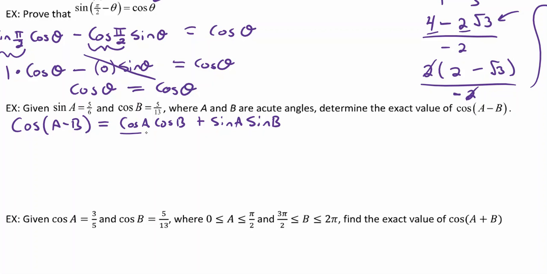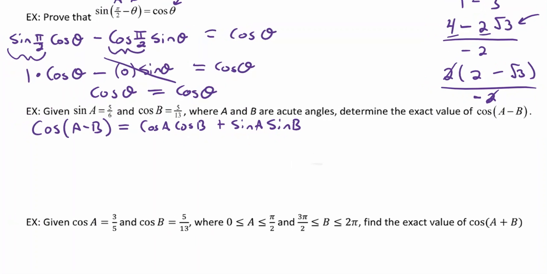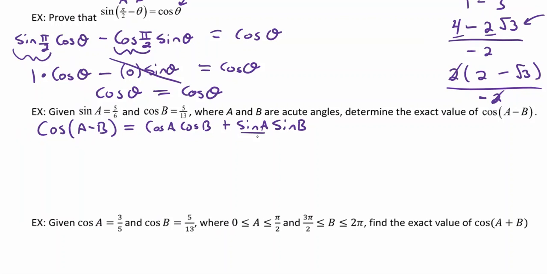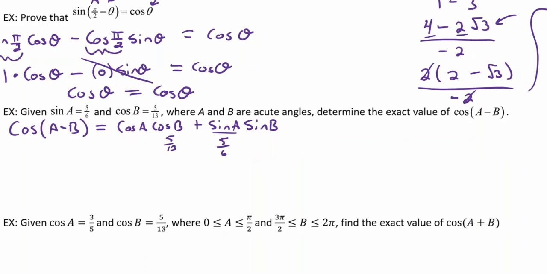Now, we just want to fill these all in. I want to know all of those, and then I would have my answer. They've told us 2 of them. I know sine A is 5 over 6, and cos B is 5 over 13. So we know both of those. We don't know what cos A and sine B are, though. So here's what we've got to do. We've got to make a little triangle and see if we can figure out a bit more information to find cos A. So let's see what we're dealing with here first.